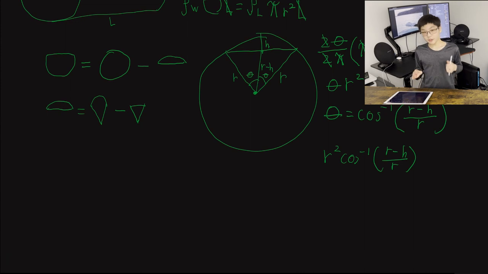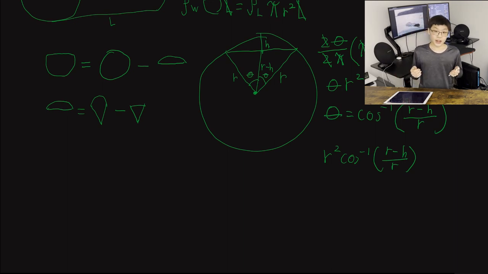Now, how do you find the top part, okay? All we're missing now is the area of this triangle that is a part of the circular sector. When we find that out, we can subtract the area of the triangle from the area of our circular sector.